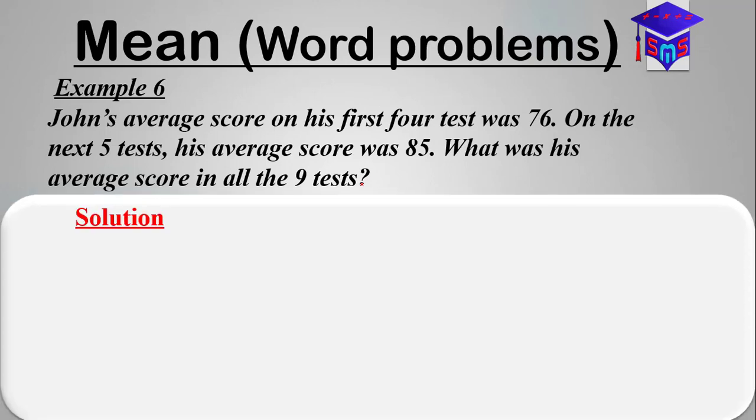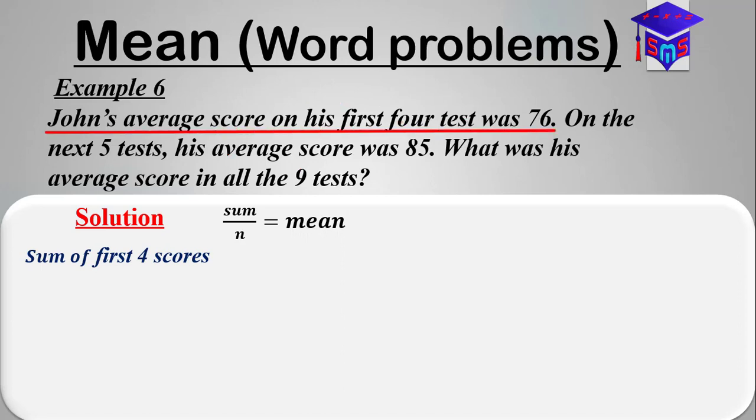Okay, so we must not forget our simple deduction: the sum over n is equal to the mean. So for this question, we have to try and find the sum of the scores that John obtained in the first 4 tests, and then also the sum of the scores John obtained in the next 5 tests. That should be our interest. Then if we are able to get these 2 sums, we can find the average of those 2 sums.